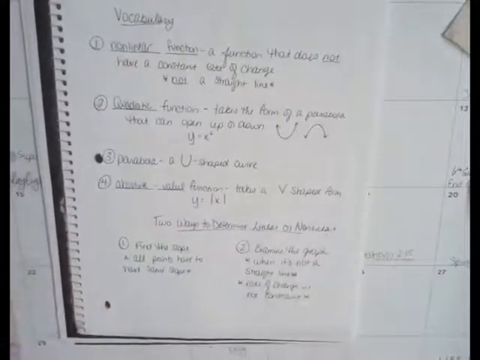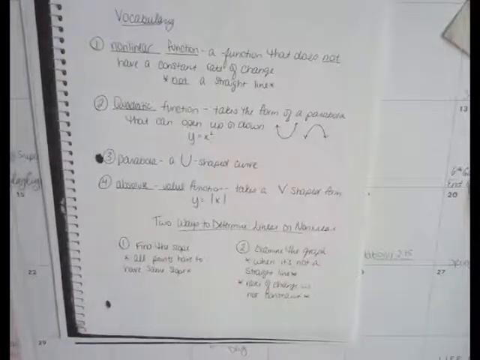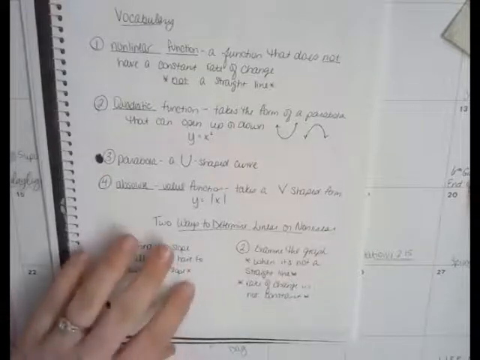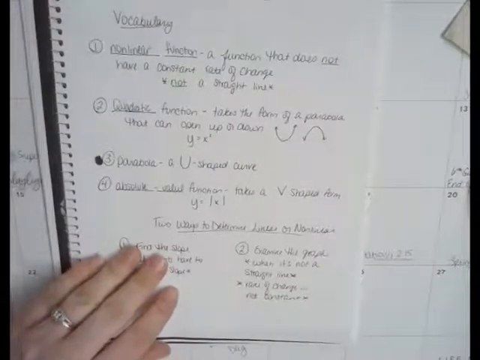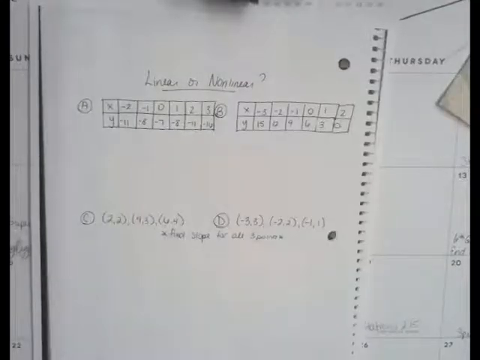So there are two ways to determine whether it's linear or nonlinear. One, you can find the slope. All points have to have the same slope, so if they do not, it is nonlinear. The second is to examine the graph. So if it's not a straight line, it is not linear, and if the rate of change is not constant, it's not linear. So we are going to apply this on the back, so go ahead and flip over your paper. We are going to be using function tables and also random points to be able to figure out whether it's a linear or nonlinear graph.